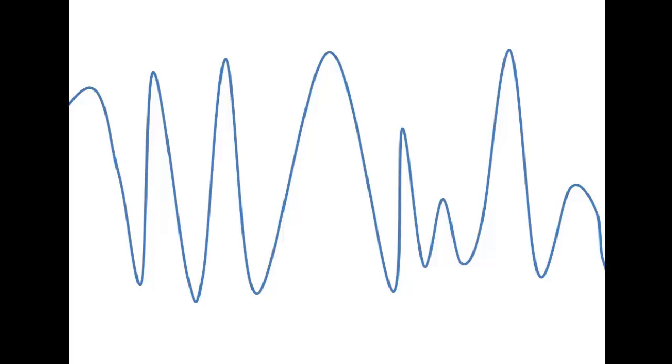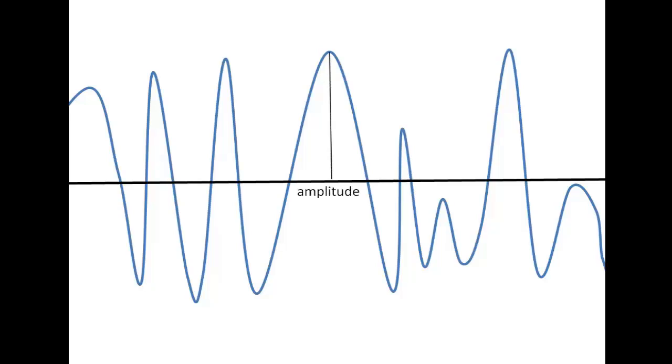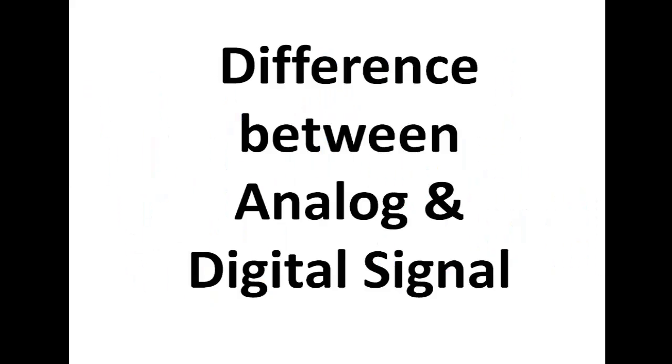We have learned earlier that sound travels in waves and that it has an amplitude, a wavelength, and that it travels at a certain frequency. In this video, let us examine the differences between analog and digital audio signal.